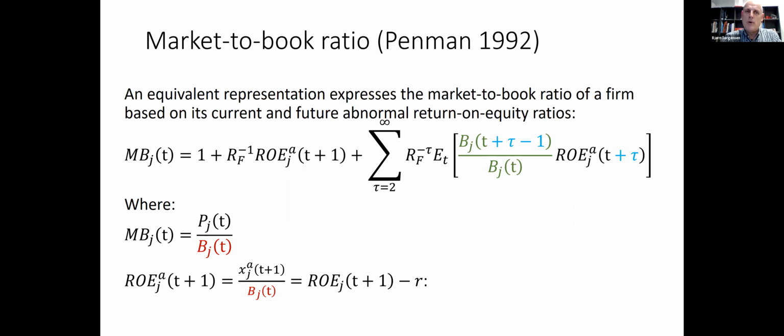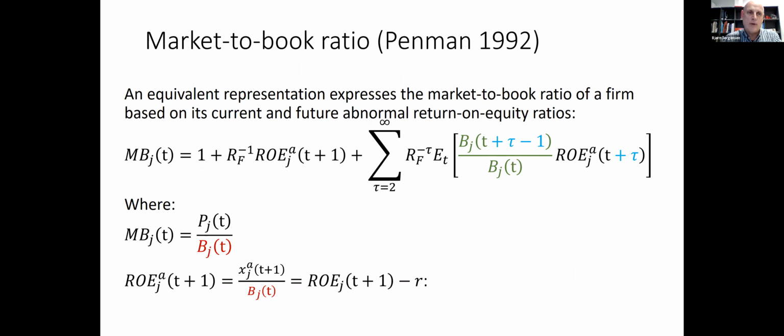But Penman shows that, as you see in the right term with green letters, it's not enough to merely discount future abnormal ROE. You have to correct for the fact that the firm might grow in its book value over time if it doesn't pay out all its earnings as dividends, and that should be taken into account.